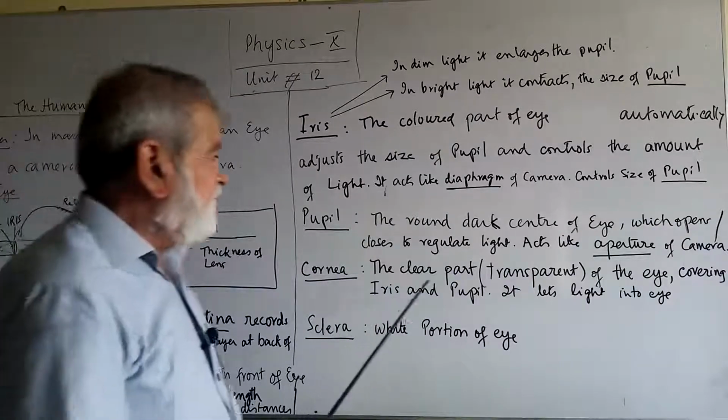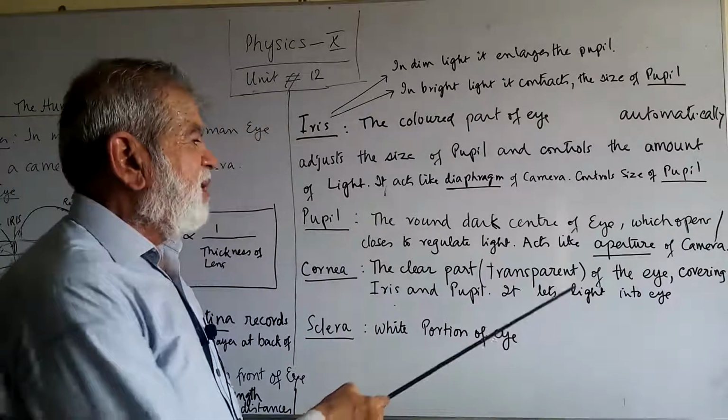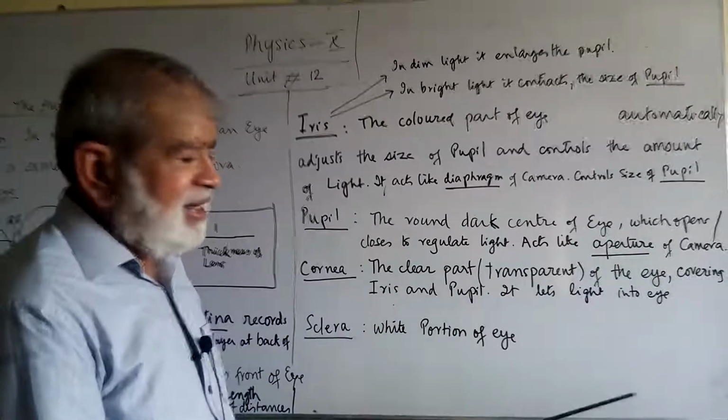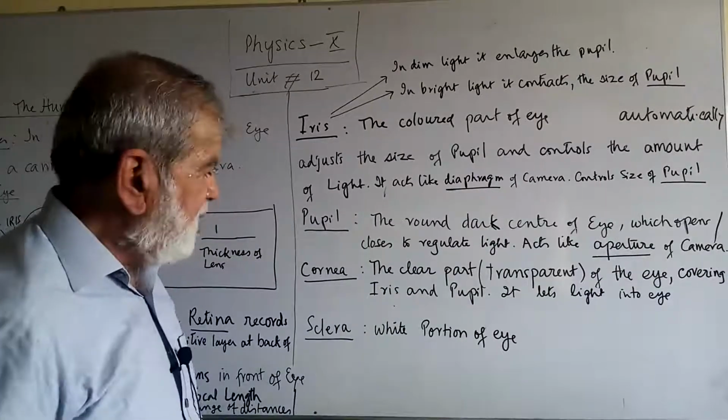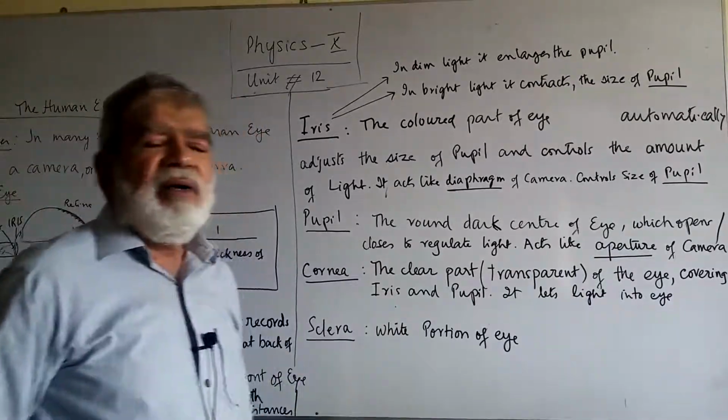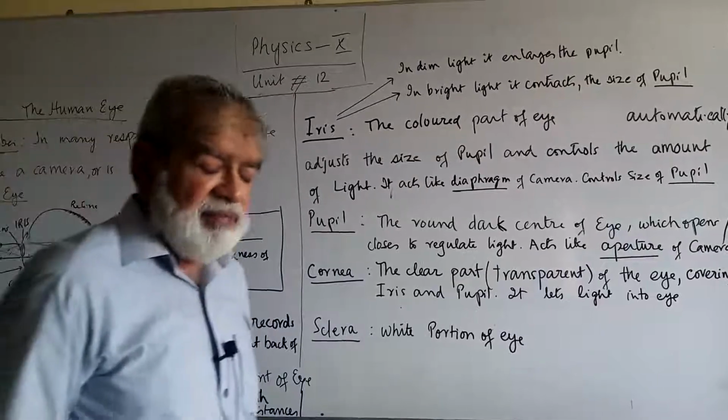Cornea, the clear or transparent part of the eye, covering the iris and pupil. It lets light into the eye, and the sclera is the white portion of the eye. We will next cover the accommodation of the eye. Thank you.